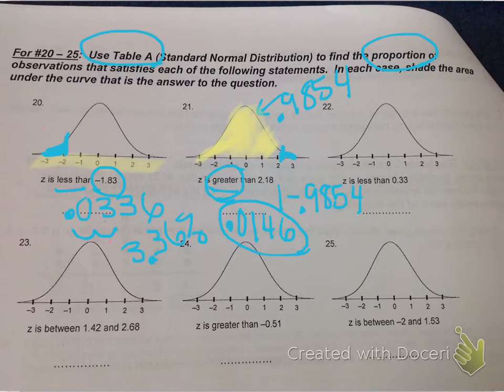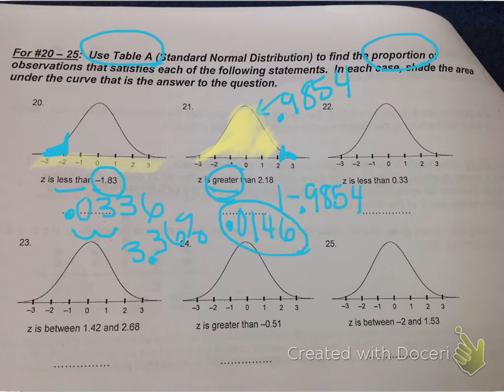Number 22, we're going to skip right now. It is just like number 20. So if I was going through it, I would say step 1, mark it. Step 2, shade to the left because it's less than. Step 3, go to your table, and you do not need to subtract from 1. Why? Because it's a less than, and your table is always representing less than.